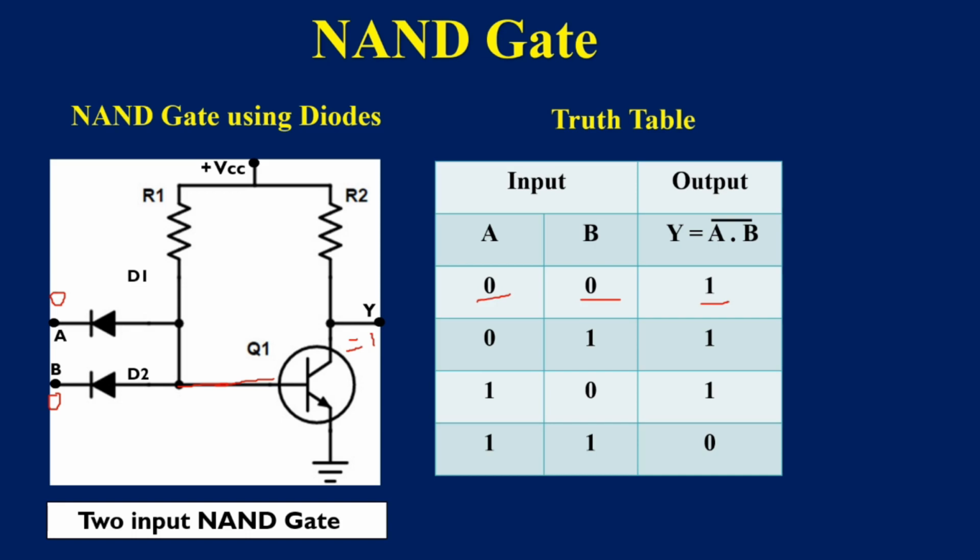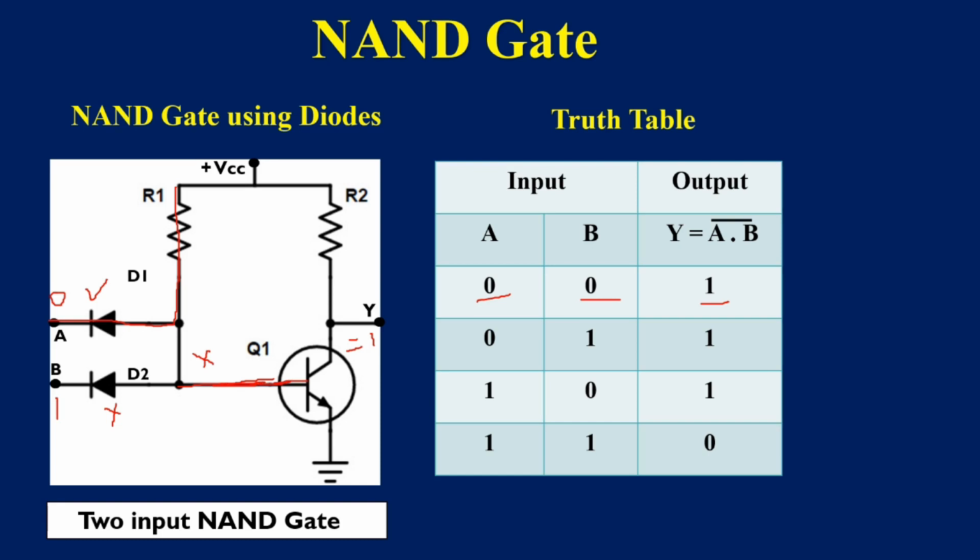Now I am changing the input condition. I am making A as 0 and B as 1. The diode D1 is forward biased, it will conduct, and D2 is reverse biased, it will not conduct. So the current will flow through D1 and there will be no voltage for the transistor at the base. Hence the transistor is in the cutoff position.